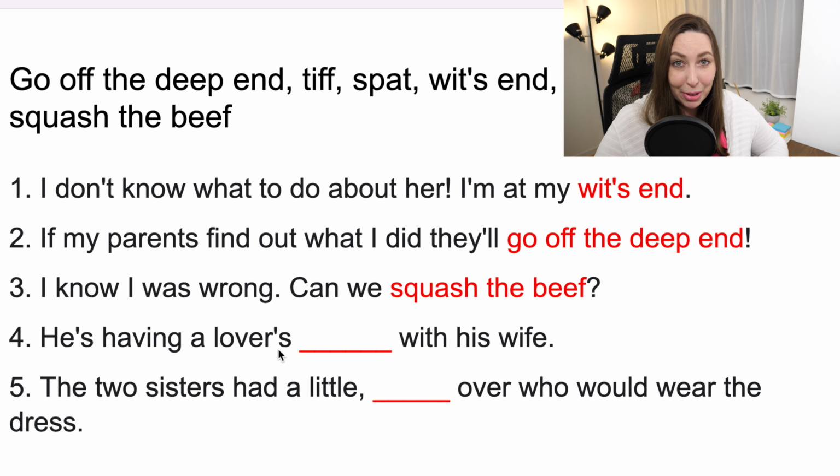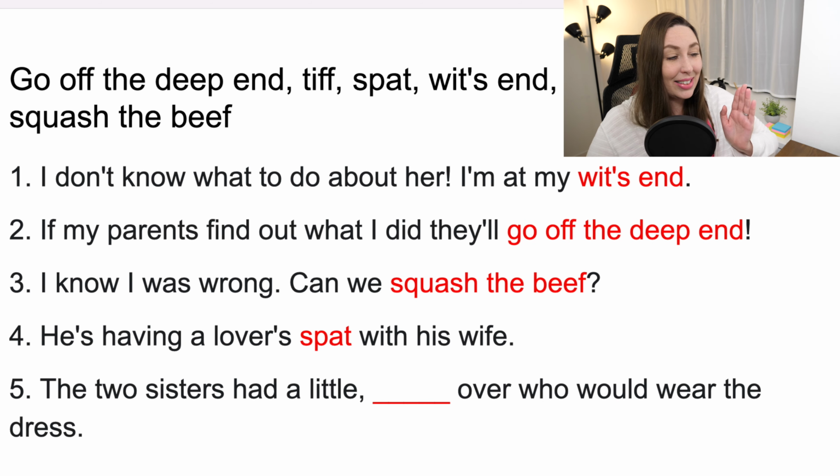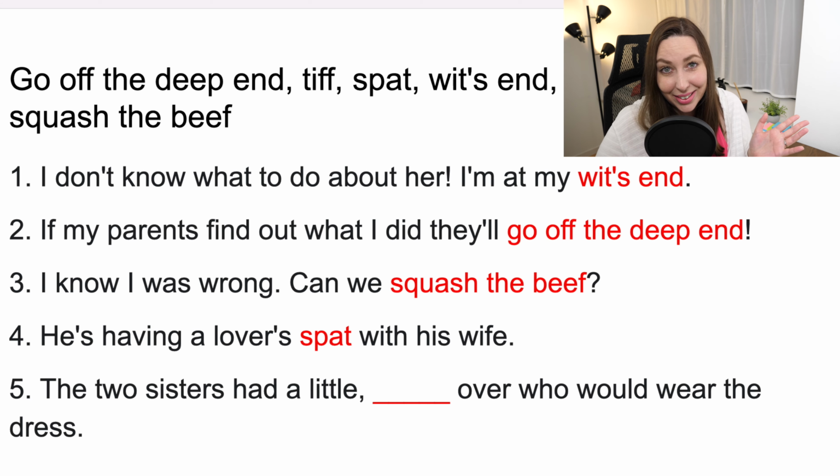Okay, the answer to number 4 is spat. He's having a lover's spat with his wife. So they're having a small argument, probably not a serious fight. Maybe they fought over what's for dinner. Okay? Very good. Last one.